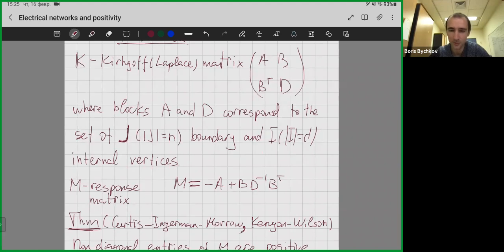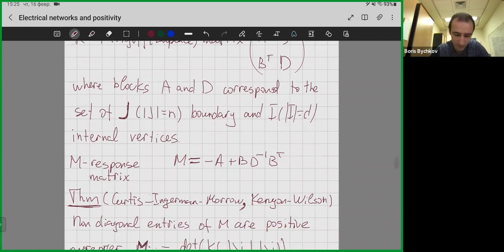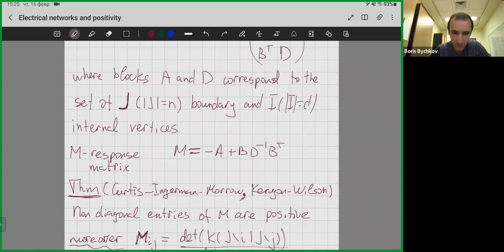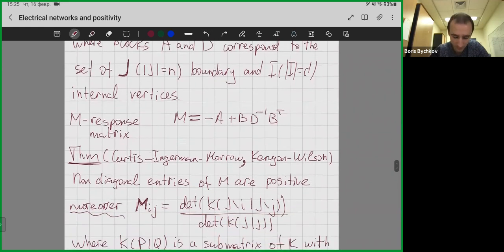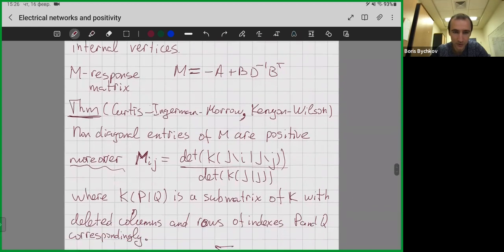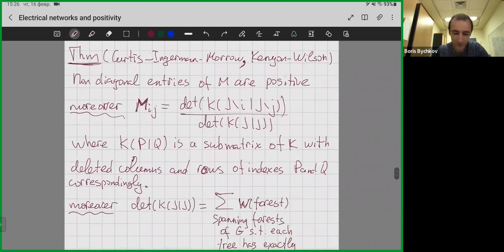I wrote it here in a block way, where blocks A and D correspond to the set of boundary and internal vertices of the network, and the response matrix of the network is the following: this matrix M. So we discussed a few statements about electrical networks and this matrix M, that the entries of M are positive, and they have some combinatorial meaning.